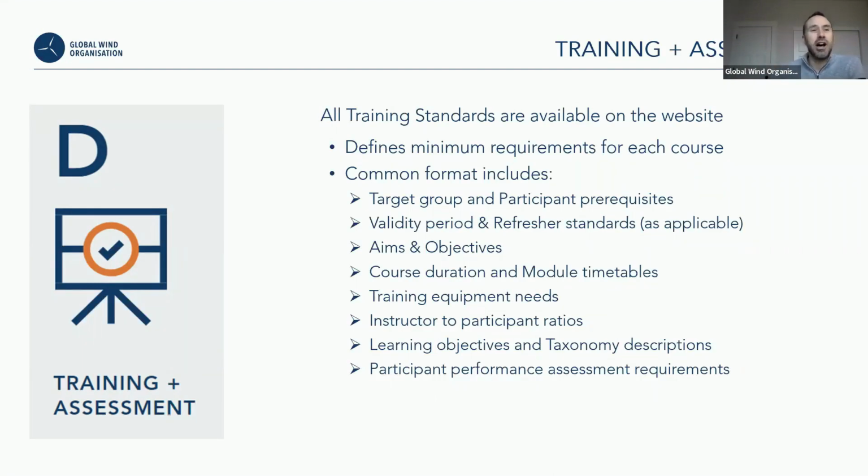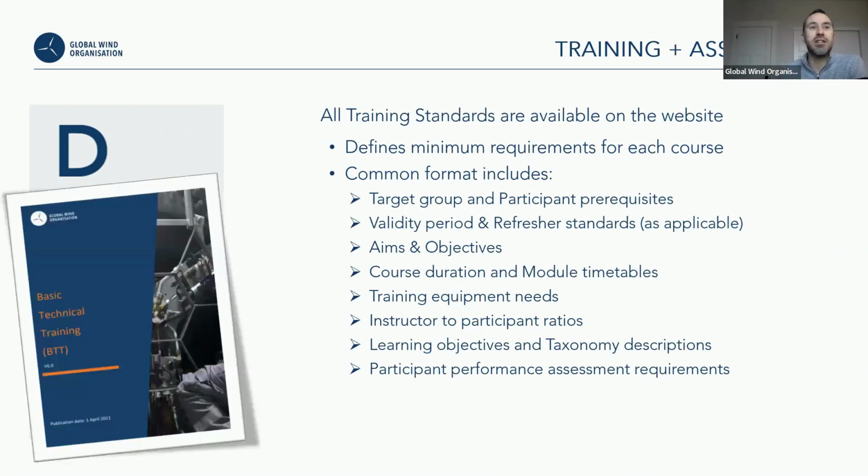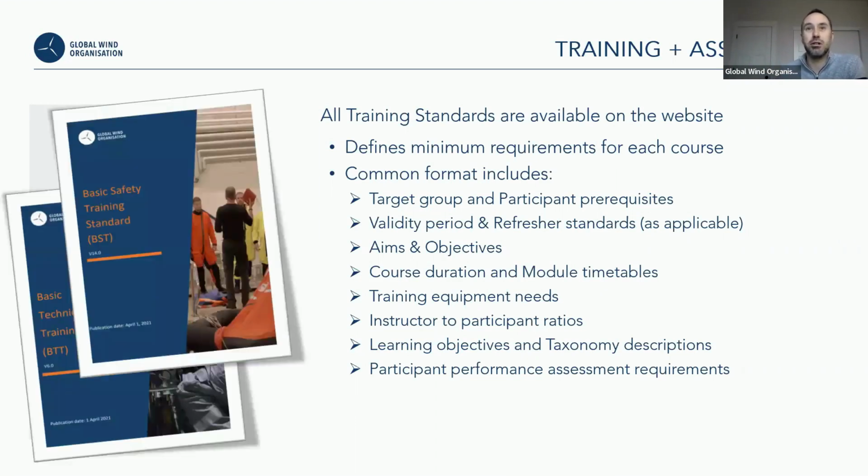before you get there. The training standards actually go in and define the minimum standards for every single course, including things around what kind of target groups you're looking at, the prerequisites for the participants, how long this course is valid, when they need a refresher, the aims and objectives, the duration of the course and timetables, the equipment that you need for it. It doesn't define specific equipment, but it'll say something like, you need 2 different types of emergency descent devices or something to that extent. You need contactors or coils or something like that for a BTT course.